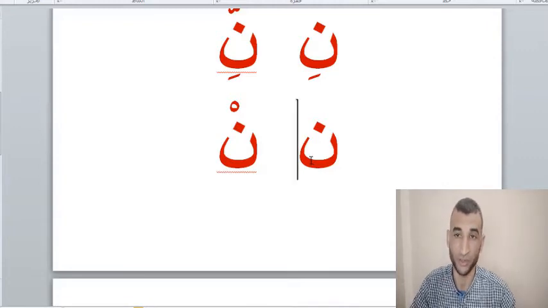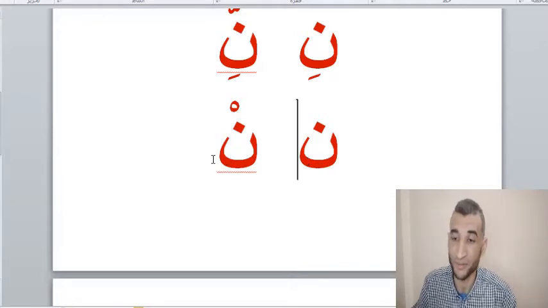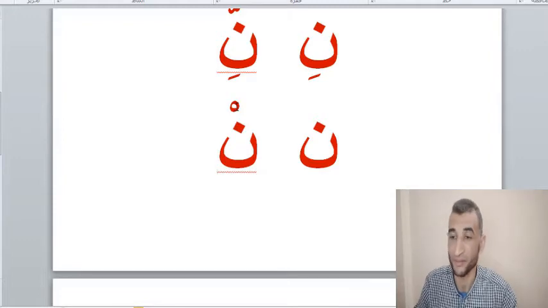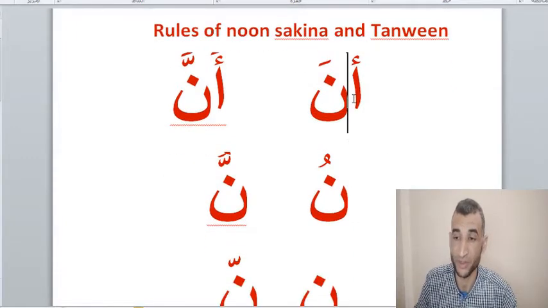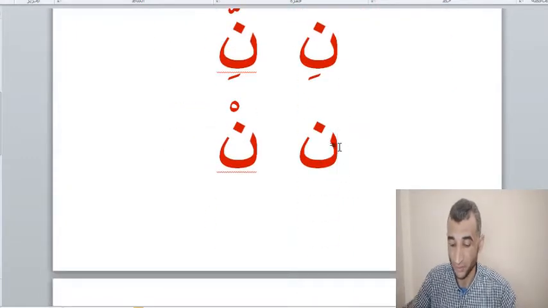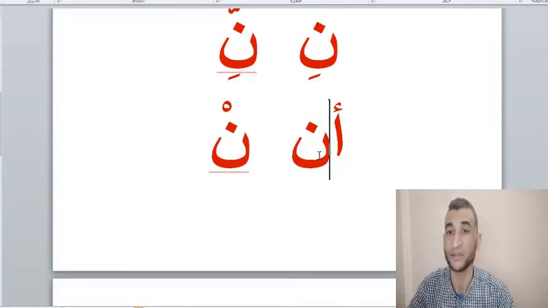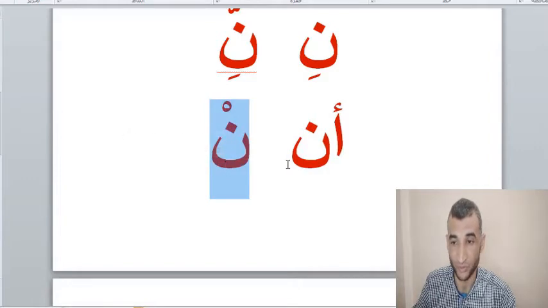You cannot see a short vowel of fatha or dhamma or kasra. And here you can see the letter noon and there is a sign above it. This sign is a sukoon. If you added the noon, or the letter hamza before it here, like this, how should you pronounce this letter of noon? You should pronounce it like an, either this letter or this letter. It is the same pronunciation.